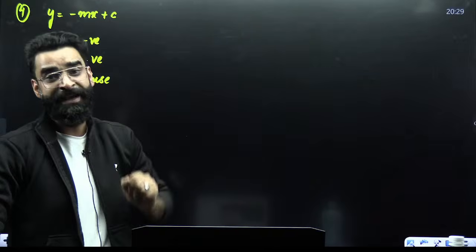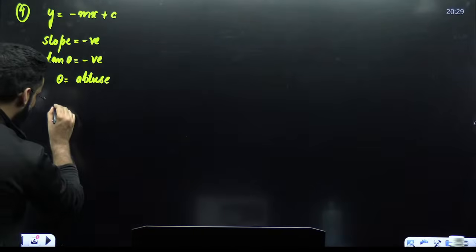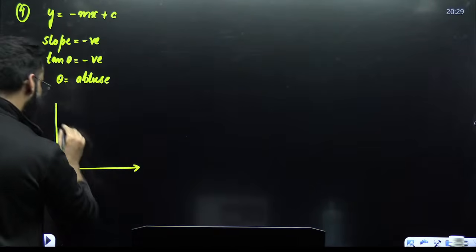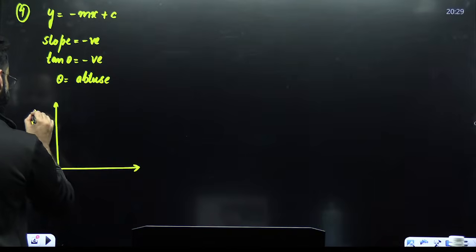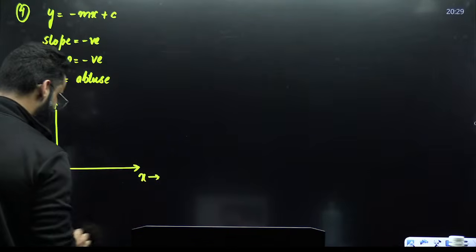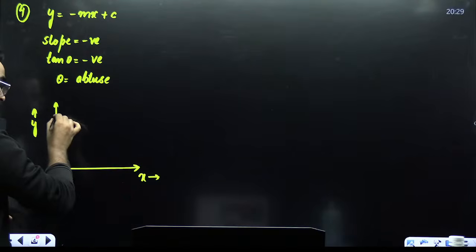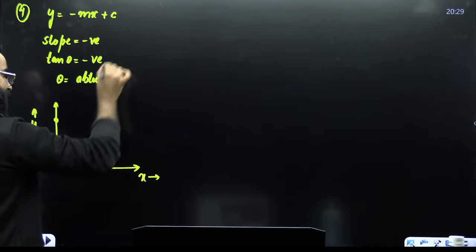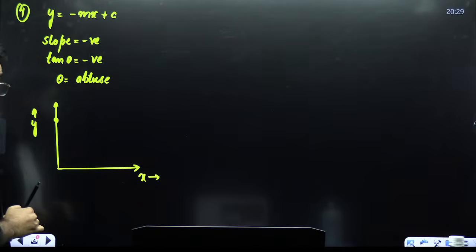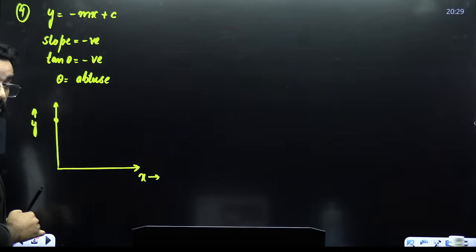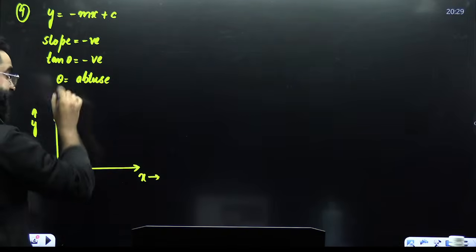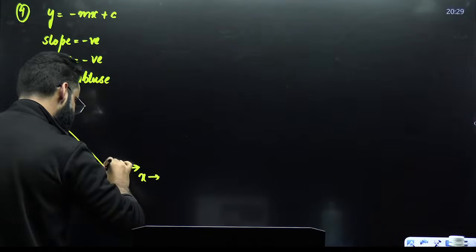And the slope has to be negative. So what should be the nature of the graph? If you want to plot a graph between y and x here, you can easily do that. The graph is going to start above the origin. Now, it is going to be either a straight line like this or a straight line like this. What do I have to do? I have to show the slope as negative. I have to show theta as obtuse. The graph is going to be like this, right?